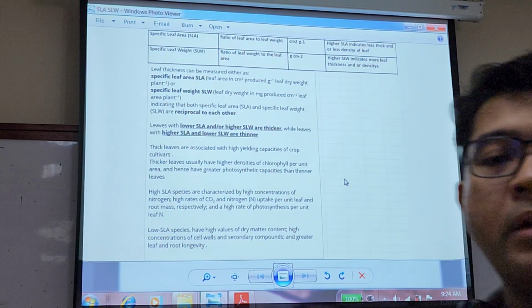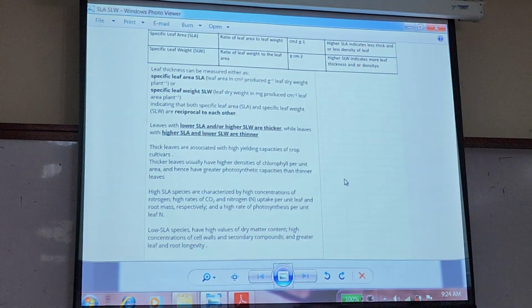How many groups do we have? Okay, I would like to pick a group to volunteer as data provider. What group are you? Group Cetaceous. Okay, all right. Can you write on one side the ranking based on your feeling, and then the other side the ranking based on the SLA and SLW.